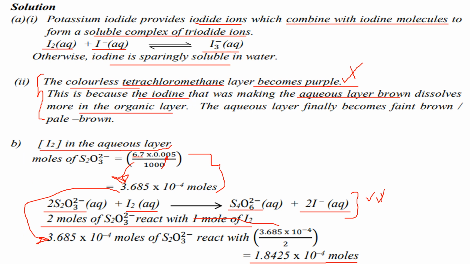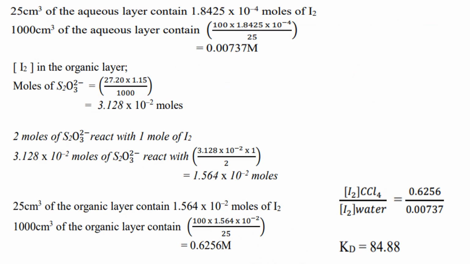So proceeding, we are saying that 25 cm³ contains those moles. Then what about 1000? Because we want molar concentration. Remember that this 25 is the one that started that statement of yours, like I told you when you were writing the question. So 25 cm³ contains those moles you have calculated. Then what about 1000 cm³ of the aqueous layer? What concentration is it going to contain? It's going to contain these moles.